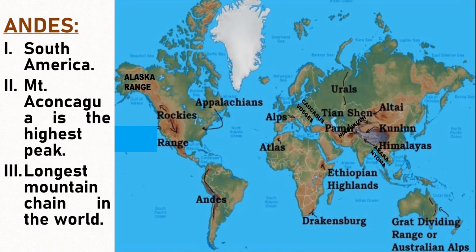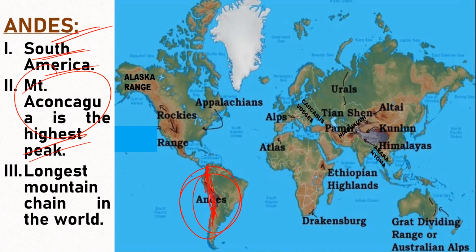Then the Andes. The mighty Andes mountains are located here in South America. As you can see, this is the Andes mountain range. Their extension is very vast. Mount Aconcagua is the highest peak located on the Andes. Mount Aconcagua is the highest mountain peak of South America, and it's located on the Andes mountain range. As you can see, this is the longest mountain chain in the world. So remember the information about the Andes mountain range.